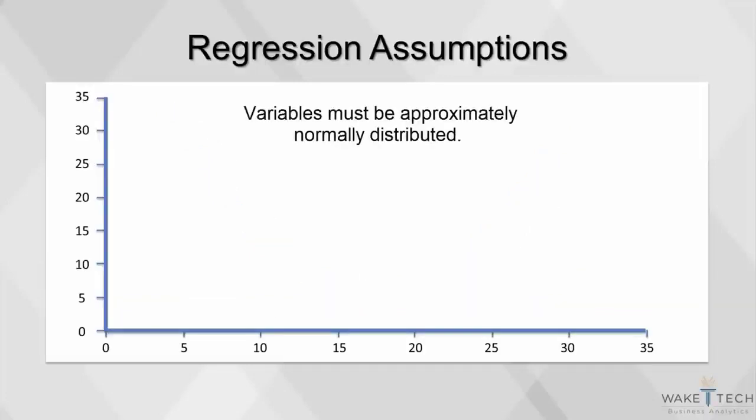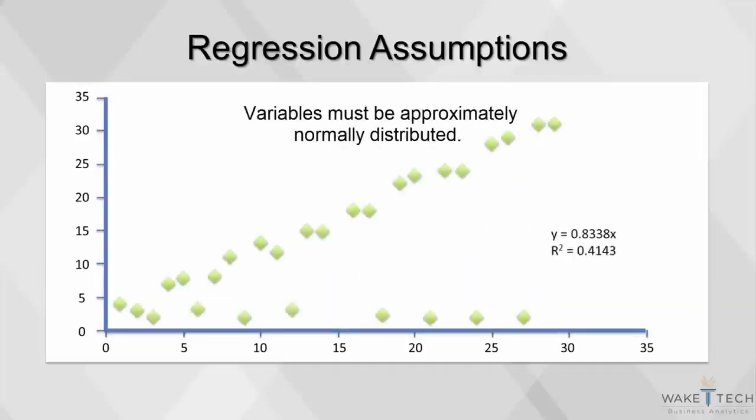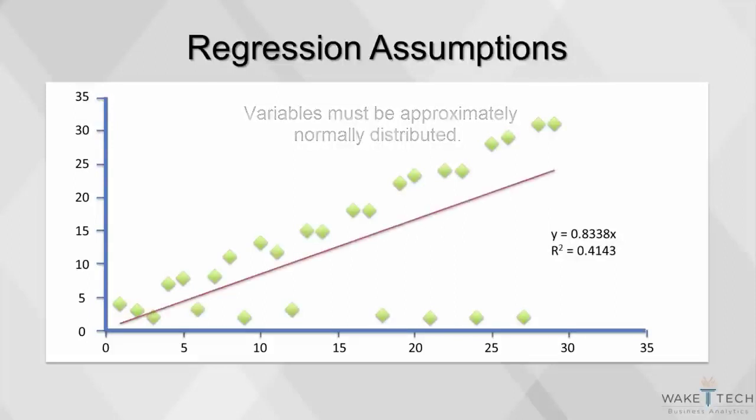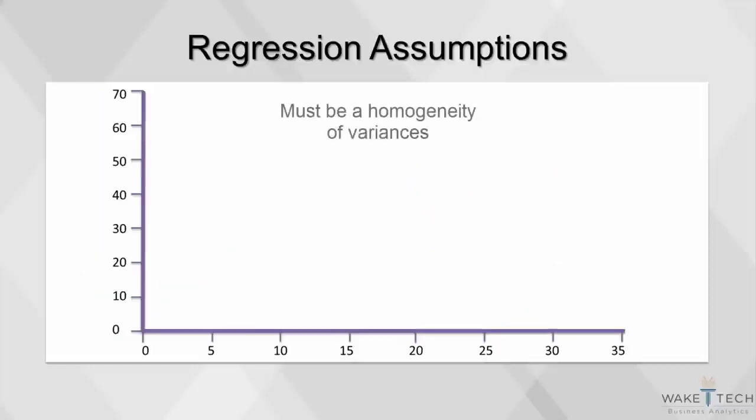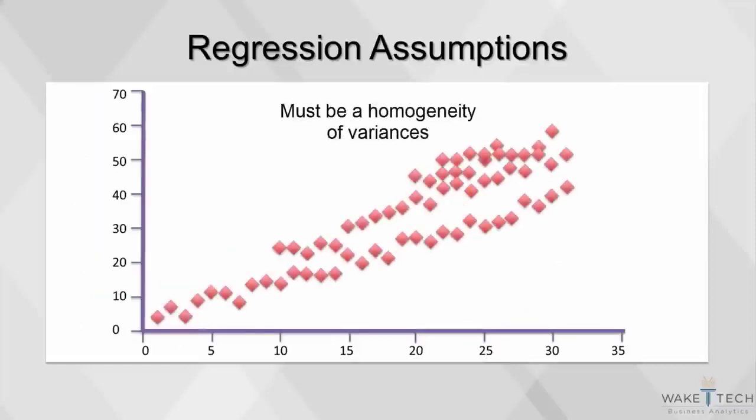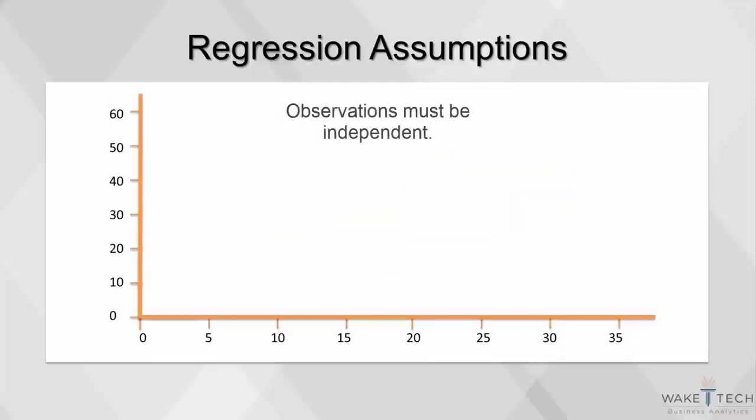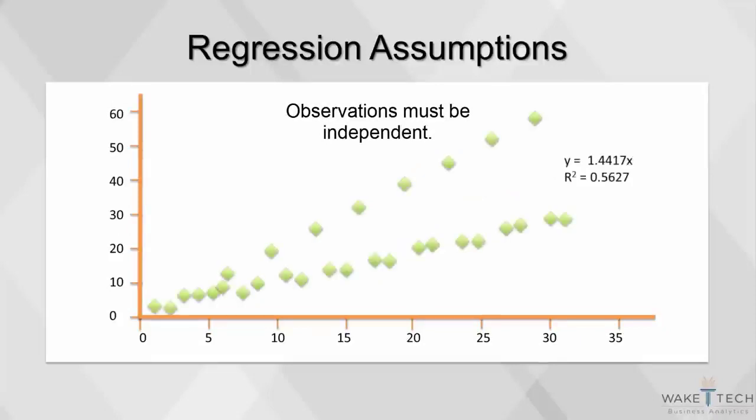The variables also have to be approximately normally distributed. In this example, y is not normally distributed at each value of x, so it doesn't make sense to fit a linear regression line. Additionally, the variance of y at each value of x should be the same, or in other words, we should have a homogeneity of variances. The fourth and final assumption is that the observations are independent. Here, one trend line is not sufficient. In other words, if sales today depend on sales yesterday, then linear regression models will not work.